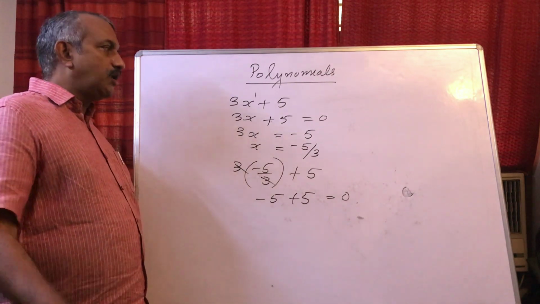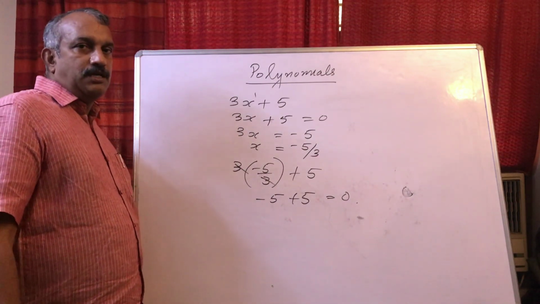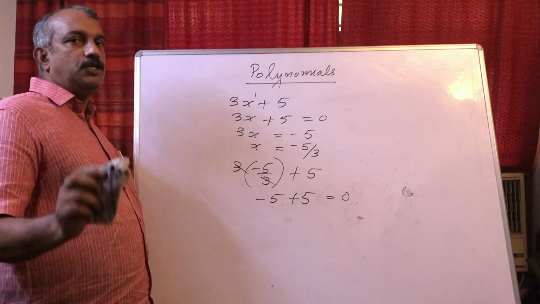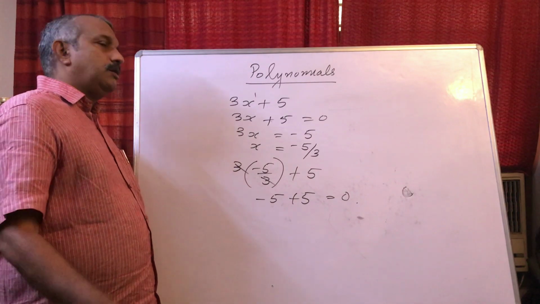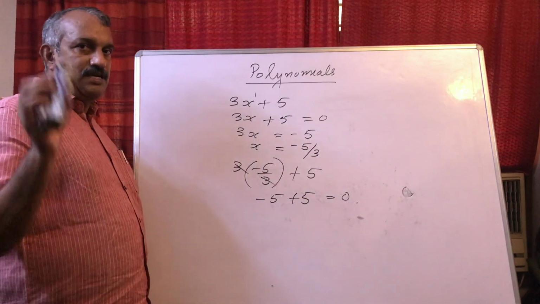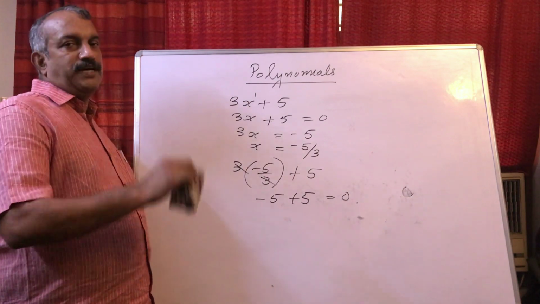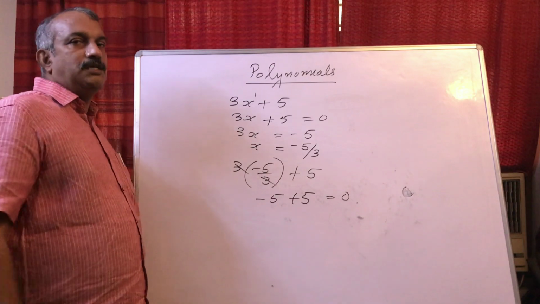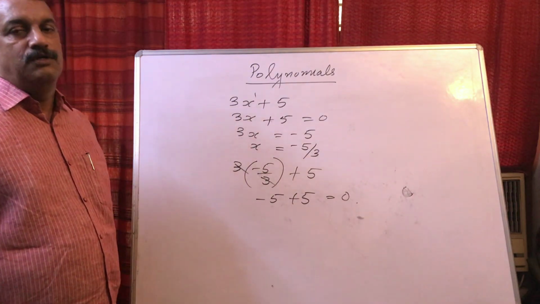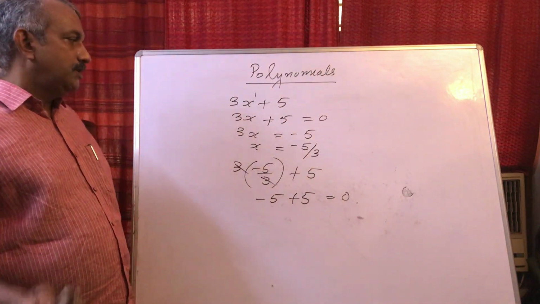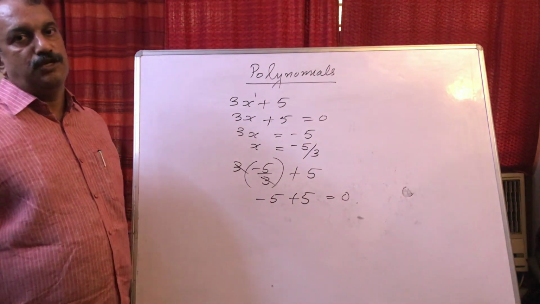If the degree is 1, it is called a linear polynomial. Degree 2, quadratic. Degree 3, cubic, and so on. Now, the value of a polynomial. If the value of the variable is given, we can find the value of the polynomial. You have to substitute the given value in the place of the variable, and you will get a value. That is the value of the polynomial.